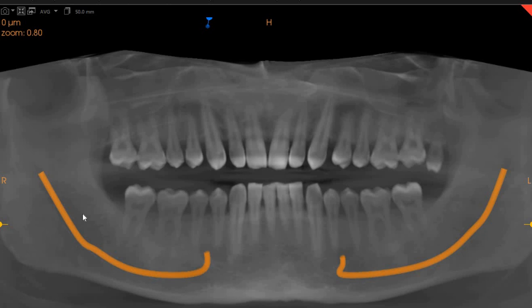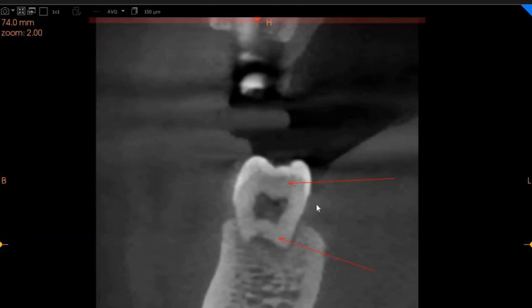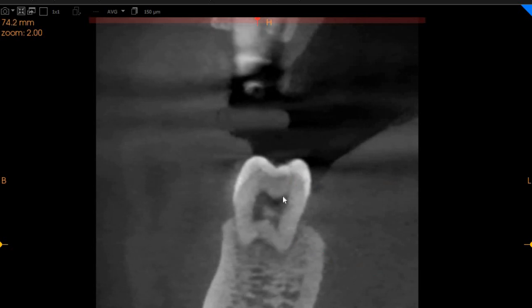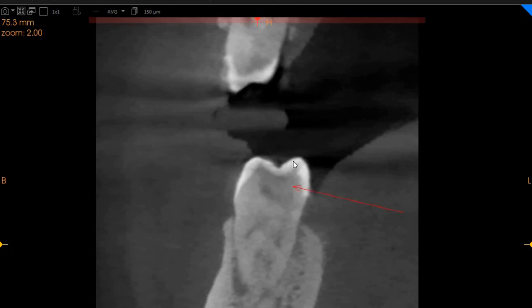When we look at the lower right 6 and try to evaluate for a fracture on the transaxial view, we can see many things very clearly. So this is the lower right 6. Here you can see that there is a fracture line extending from the occlusal surface into the chamber, and as we move on to different slices, this is the distal portion of the tooth, and you can see very clearly that it is associated here.